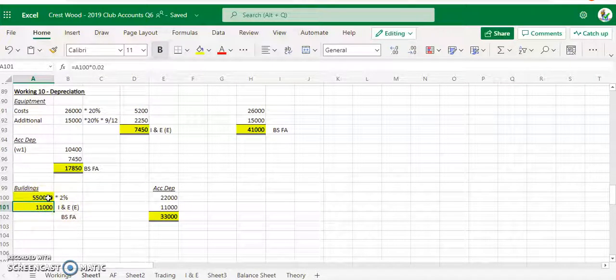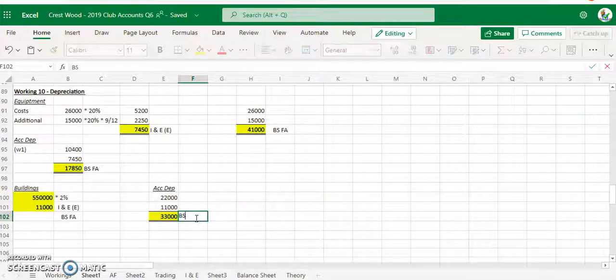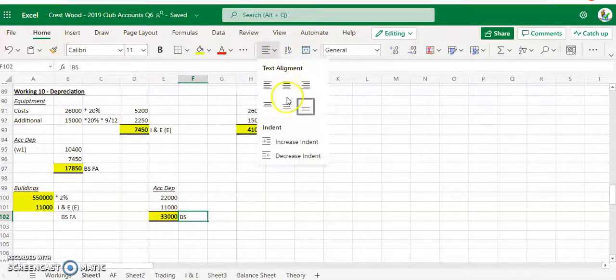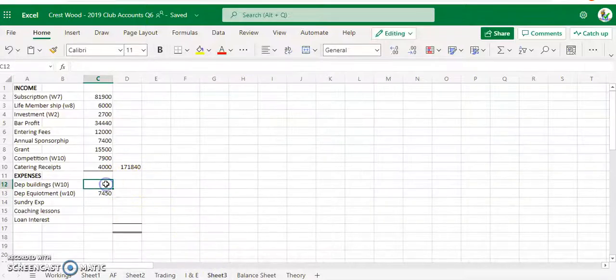550,000 is going to be the figure for your fixed assets in the balance sheet. And then we also have depreciation at the start of the year of 22,000. We're going to add 11,000, which is this year's depreciation, to give us 33,000, and that goes into your balance sheet in your accumulated depreciation. So same as the previous adjustment, 3 figures: the fixed asset, the expense for this year, and then the accumulated depreciation. So this 11,000 then goes into our buildings in the income and expenditure.